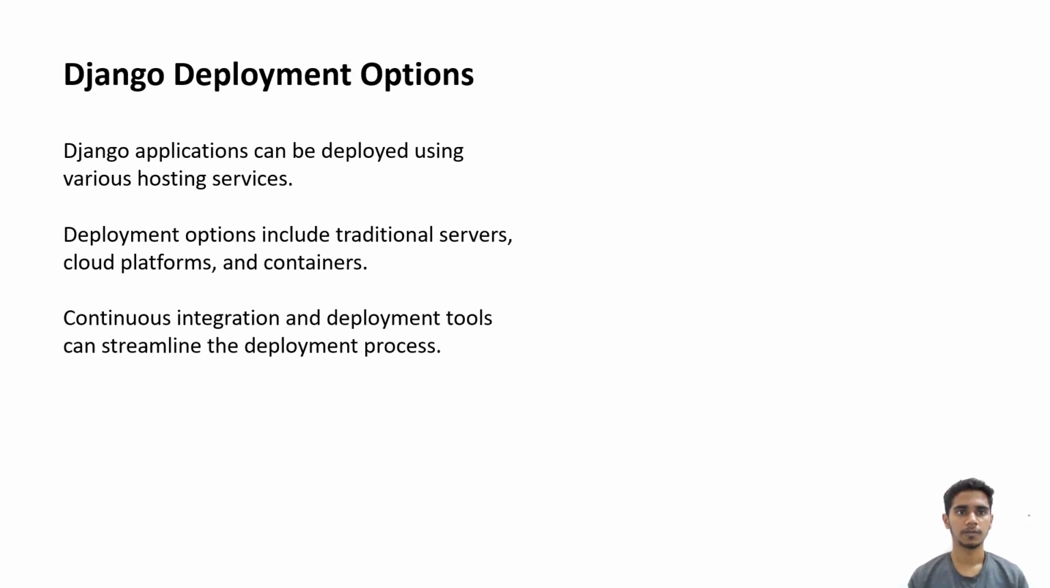Django deployment options. Django applications can be deployed using various hosting services. Deployment options include traditional servers, cloud platforms, and containers. Continuous integration and deployment tools can streamline the deployment process.